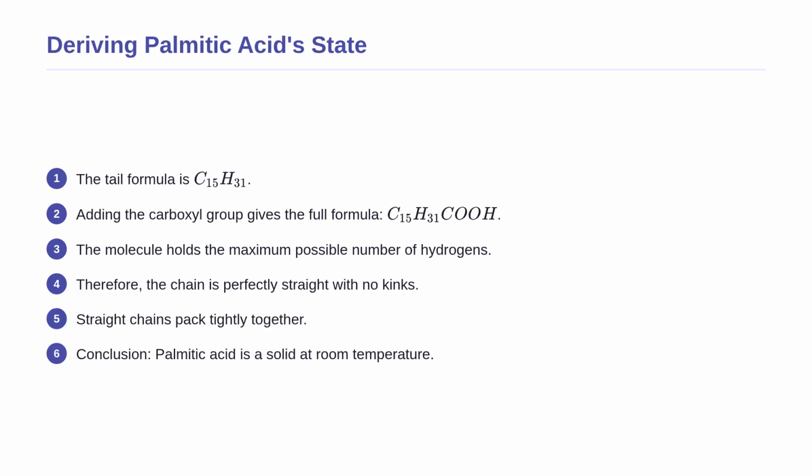Now let us prove what physical state this molecule will take based on our calculation. We found the tail is C15H31. By adding the carboxyl group back, the final complete chemical formula is C15H31COOH. Because it holds the maximum possible number of hydrogens, we can confidently state that palmitic acid is a straight, fully saturated chain. There are no double bonds to create bends.